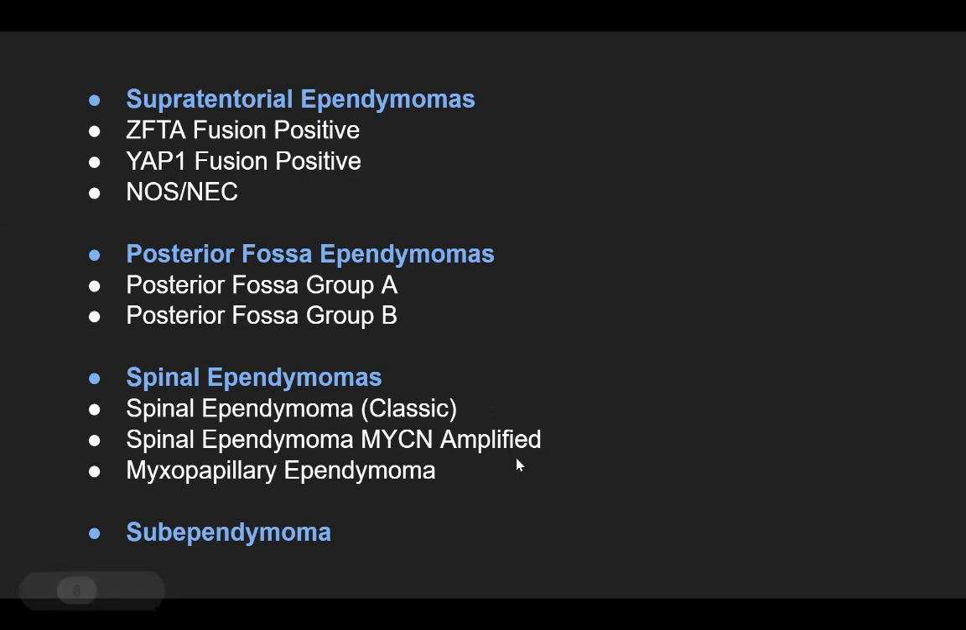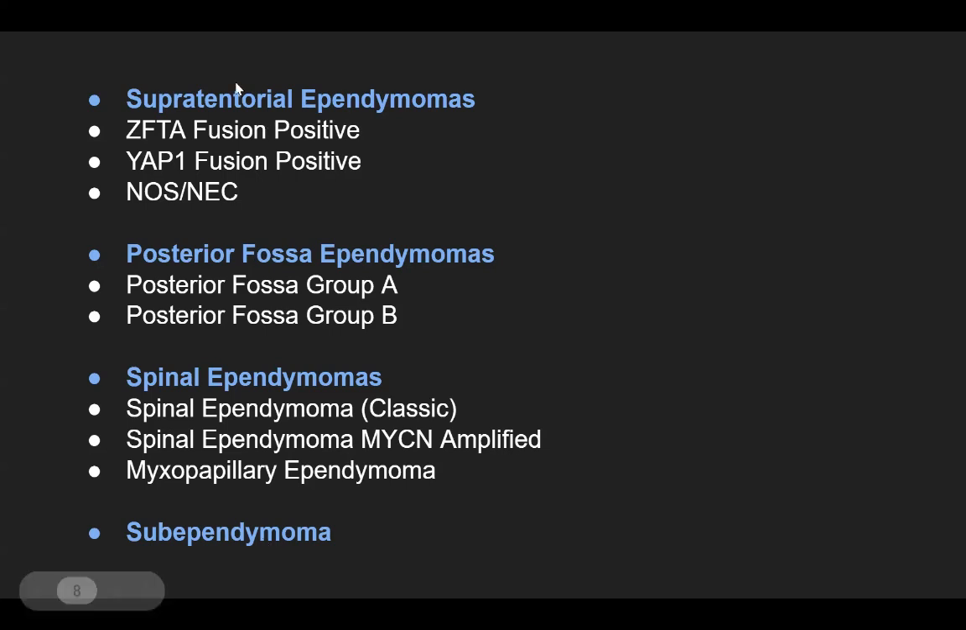Spinal ependymomas: one of them is the classic, the easiest to remember. The other one is MYCN amplified. This one is a bully. This one gives the patient a tough time. Spinal ependymoma, MYCN amplified. Then we have myxopapillary ependymoma, which was previously grade 1, but now is grade 2. Please remember this because a lot of older textbooks still classify it as grade 1, but it is WHO grade 2 in CNS 5. And we have subependymomas, which are completely benign indolent lesions, grade 1.